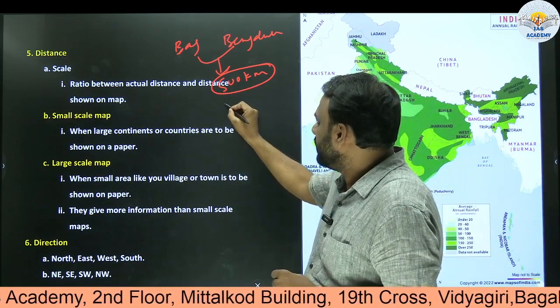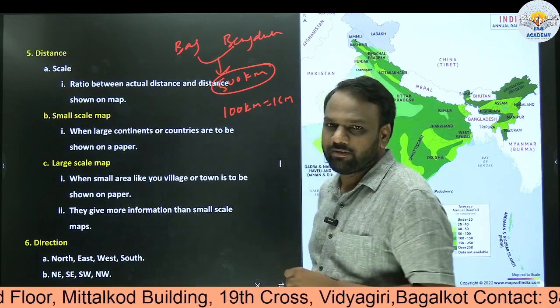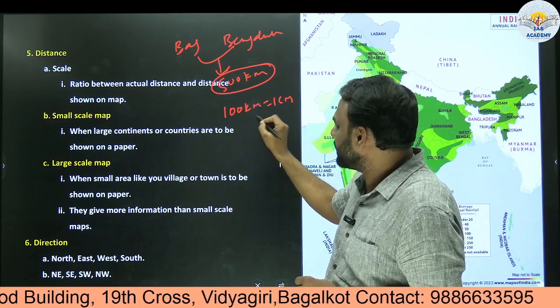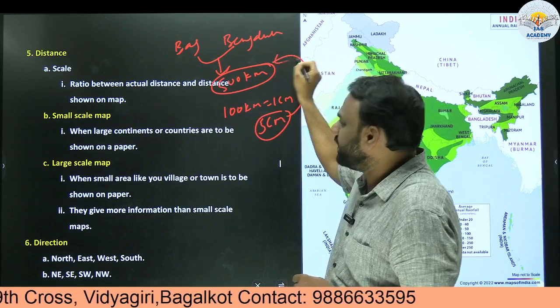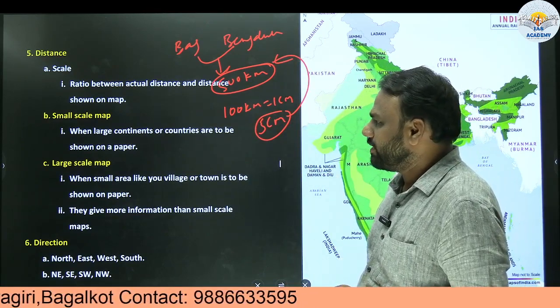What kind of scale will we use? 100 kilometers will be represented with the help of 1 centimeter. So in order to represent the distance between Bagalkot and Bangalore, I'll be using 5 centimeters. 5 centimeters is nothing but 500 kilometers. So this is called scaling of the map.